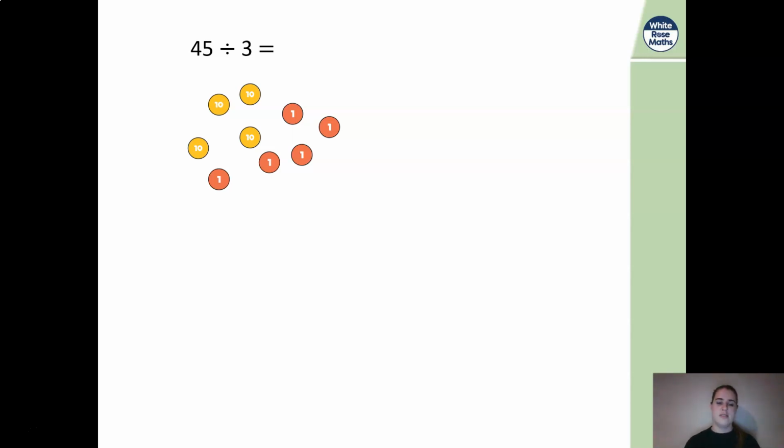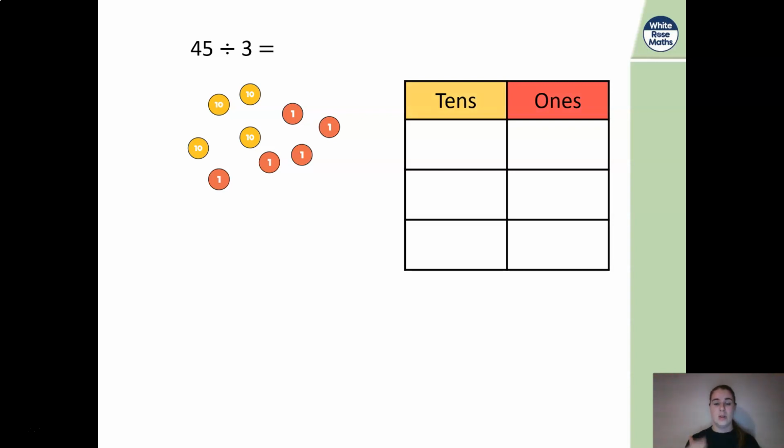So let's see if we apply the same concept for this one. We've got 45 divided by 3. So again, I'm going to use my place value column. So I only need to have 3 lots of 10s and 3 lots of however many 1s. So again, let's start with our biggest one. I'm going to put my 3 10s there.